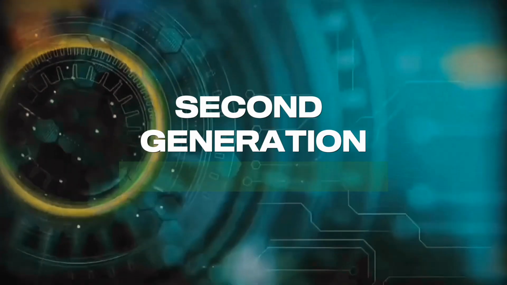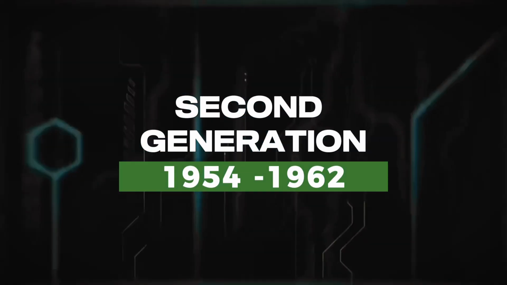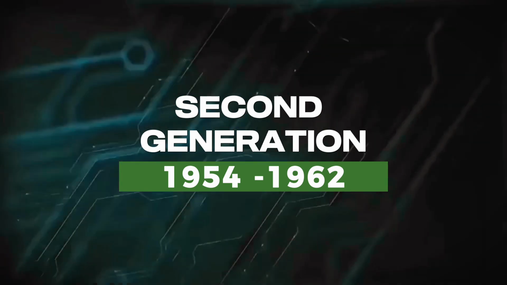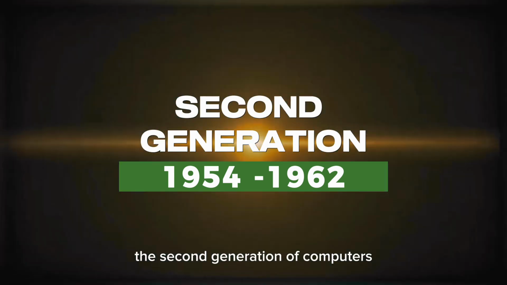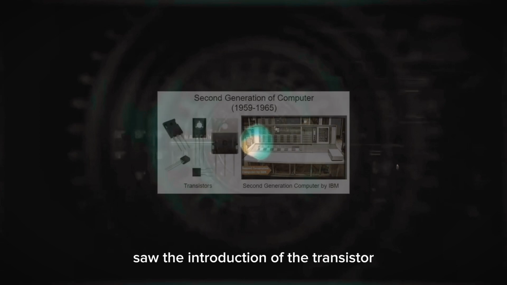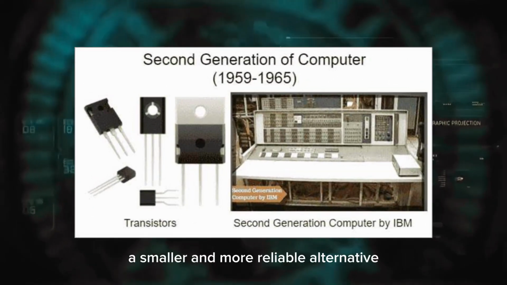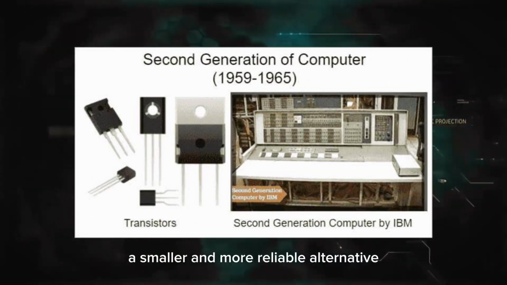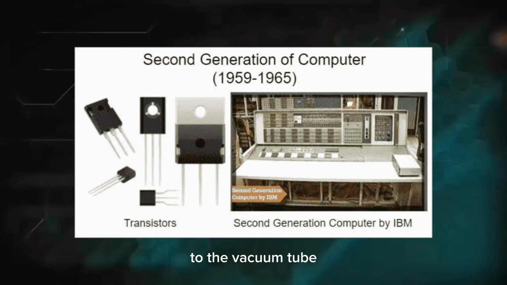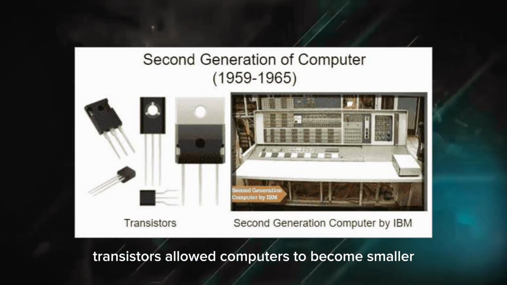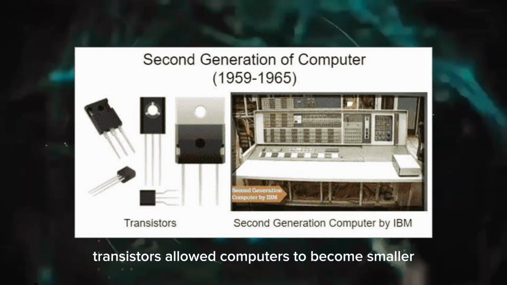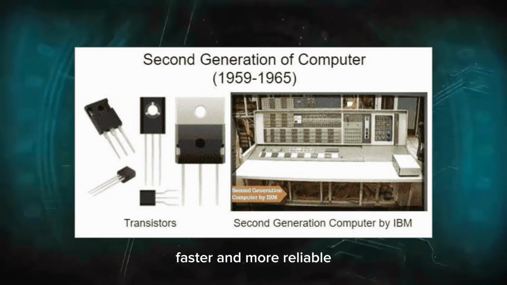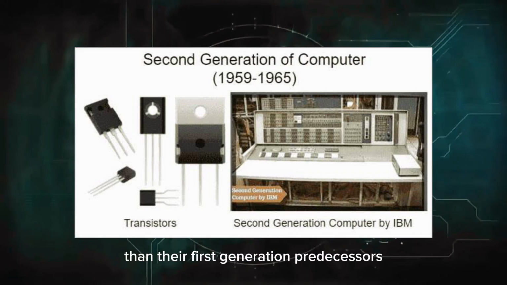Second generation, from 1954 to 1962. The second generation of computers saw the introduction of the transistor, a smaller and more reliable alternative to the vacuum tube. Transistors allowed computers to become smaller, faster, and more reliable than their first-generation predecessors.